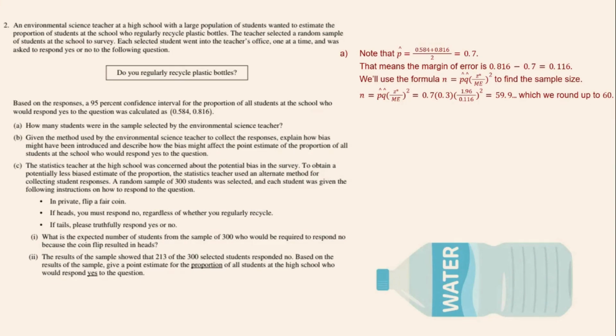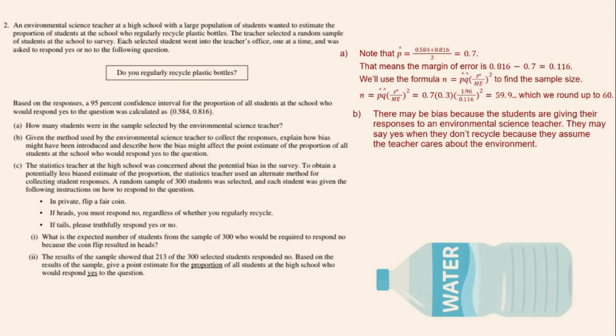Now let's move on to part B. Given the method used by the environmental science teacher to collect the responses, explain how bias might have been introduced and describe how the bias might affect the point estimate of the proportion of all students at the high school who would respond yes to the question. Consider how the technique the environmental science teacher used to collect responses could introduce bias. Pause the video, give it a thought, and unpause to check your answer. All right, I'll assume we're ready to continue.